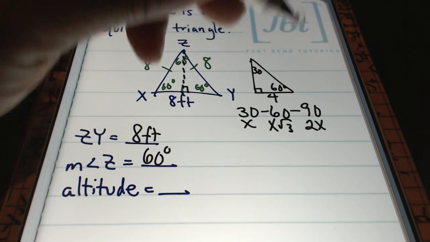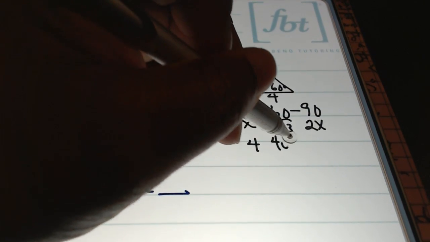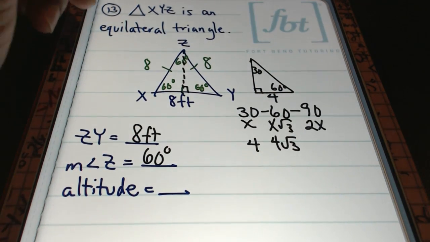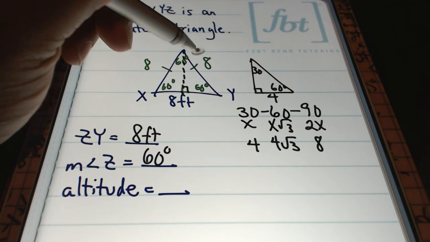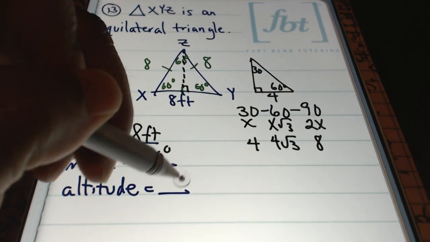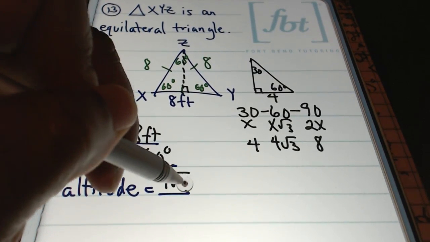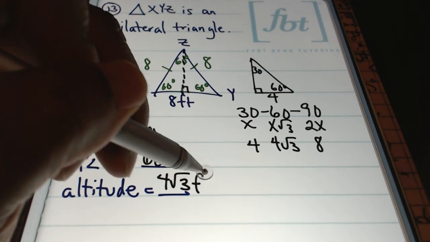Well, if the value of 4 is x, then the side opposite the 60 degree angle would have to be 4 times the square root of 3. And the length of the hypotenuse would have to be 8, as we have already confirmed in our diagram here. So the altitude, guys, the side length opposite the 60 degree angle, aka the height of this triangle here, has to be 4 times the square root of 3 in length. There you go. And that's going to be in feet, by the way.